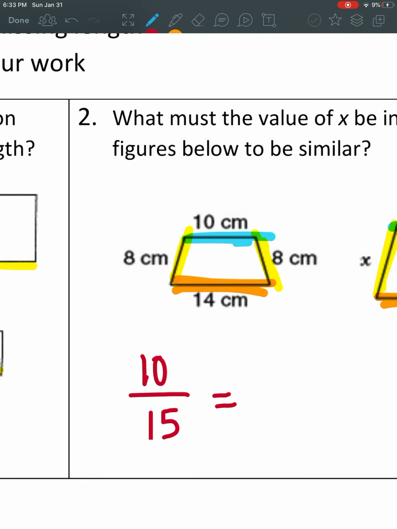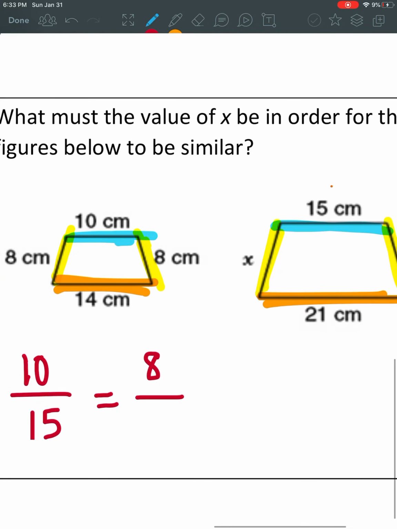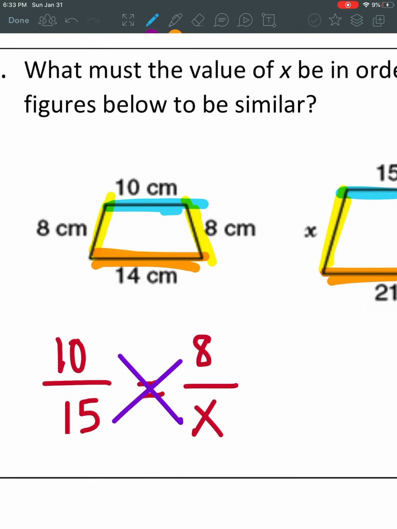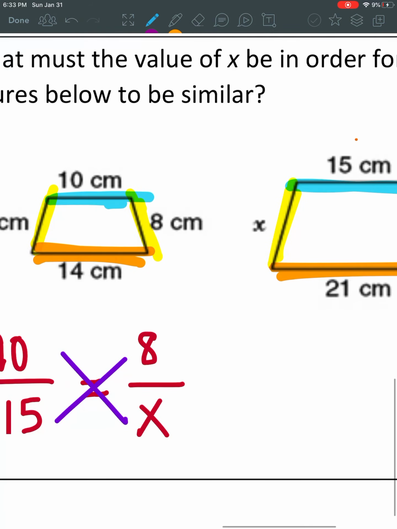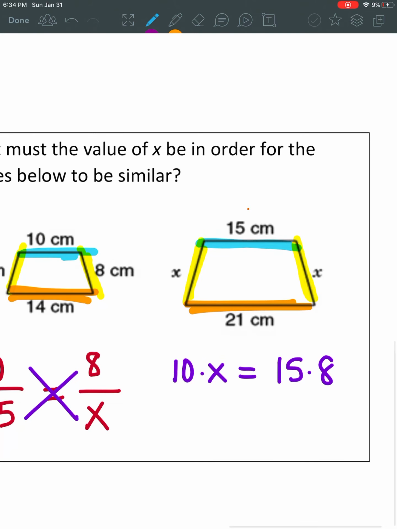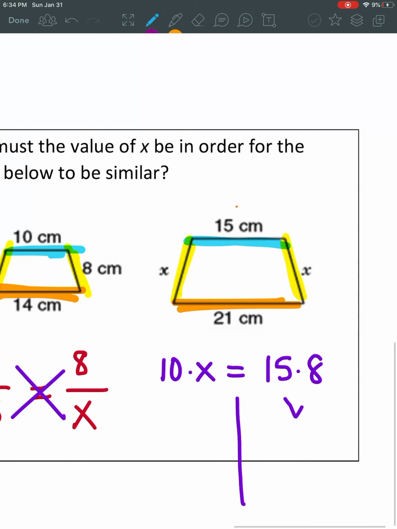Now we want to make sure X is somewhere in this proportion because that's what we're solving for. And X matches up to 8. But since I put 10 on the top in that first fraction, I have to keep the side length from the first trapezoid in the second fraction. So 8, and then it is corresponding to X. So from here, to solve, we want to use our cross products. So the diagonals multiplied by each other. So 10 times X is one diagonal. That has to equal the other diagonal multiplied, 15 times 8.